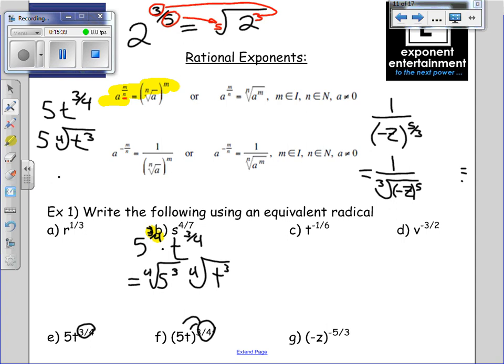So what we're going to start seeing is questions that combine the negatives and the rationals, and then also combine our laws from the beginning. So you're going to be doing addition and subtraction of rational exponents, which are also negatives. Dawson.